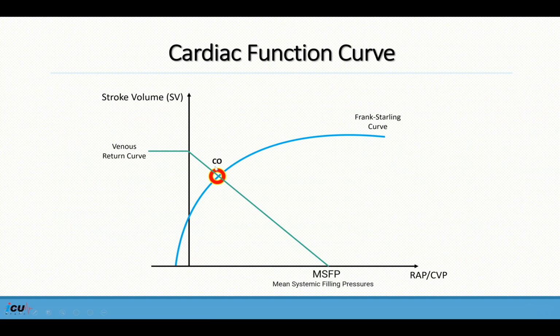The second principle that you need to understand is the venous return curve. The venous return to the right heart is dependent on the difference between the mean systemic filling pressure and the right atrial pressure. The higher the difference, the higher the venous return. As you see, with the right atrial pressure going to 0, we have a higher venous return. If the right atrial pressure goes below 0, that venous return does not increase any further.